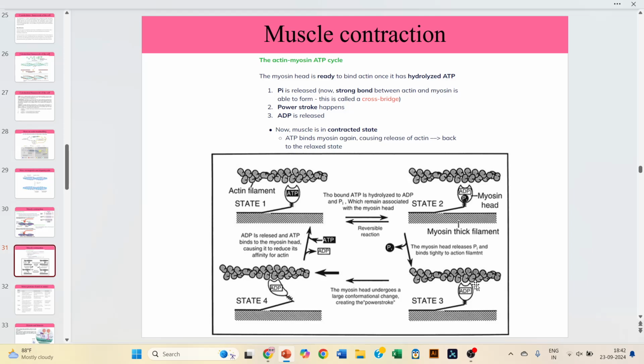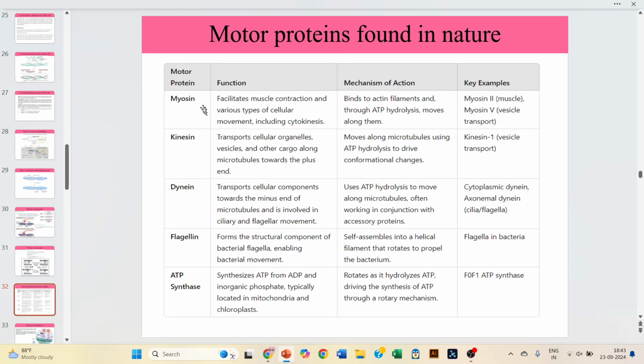back to the relaxed state. So after stage 3 happens, the myosin head undergoes a large conformational change and it is actually binding to this actin, creating a power stroke, and ADP is released in the process and then it gets dissociated once again. Okay, so there is a constant cycle of this going on, and this is a reversible reaction. Okay, so now these are the different motor proteins found in nature: myosin, kinesin, dynein, flagellin, and ATP synthase.